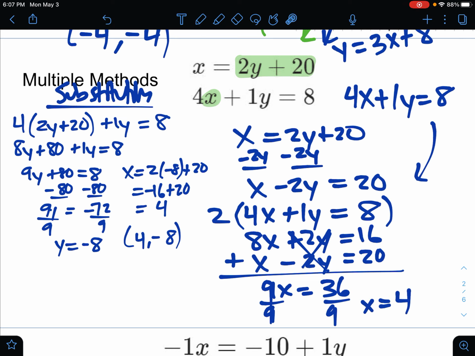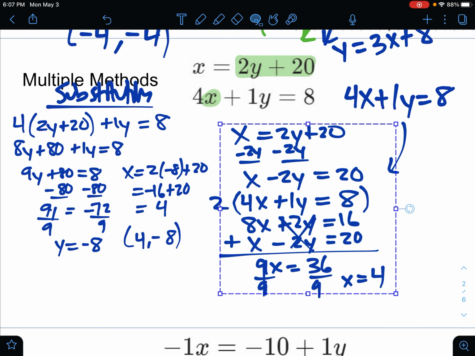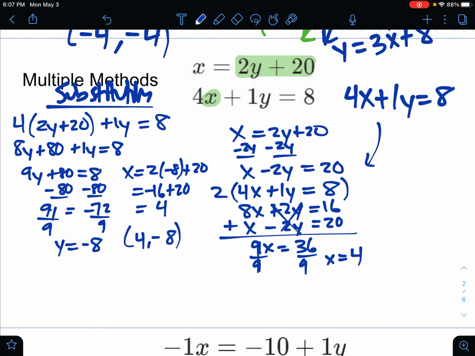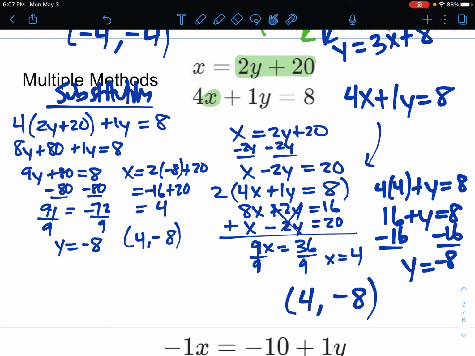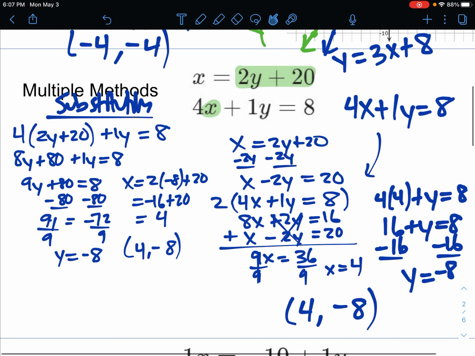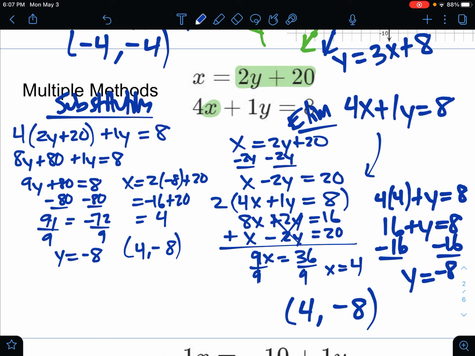And then I've got to just plug back in to get y once I've got the x coordinate. So either equation is fine. I'm going to use the second one. So 4 times 4 plus y equals 8. So 16 plus y equals 8. Minus 16 from both sides gives us y equaling negative 8, which we already knew from the previous way we did it. But the whole idea was solving it either way will always give us the same solution as long as you don't make a mistake. So this is the elimination method on the right and the substitution method on the left.